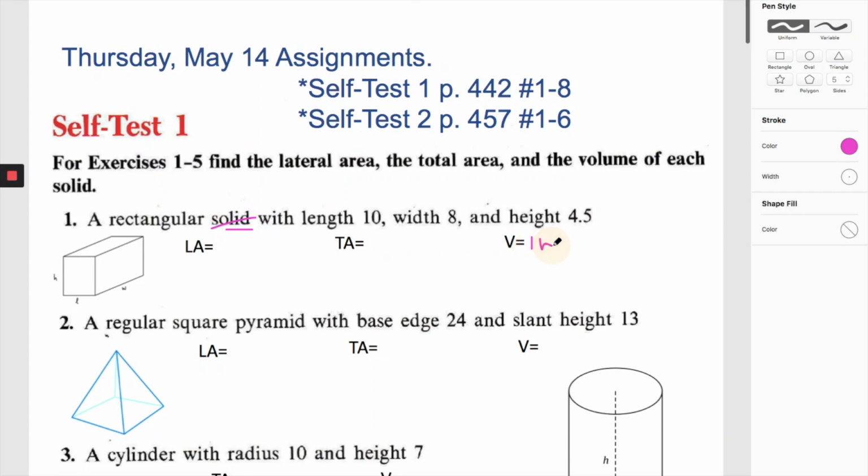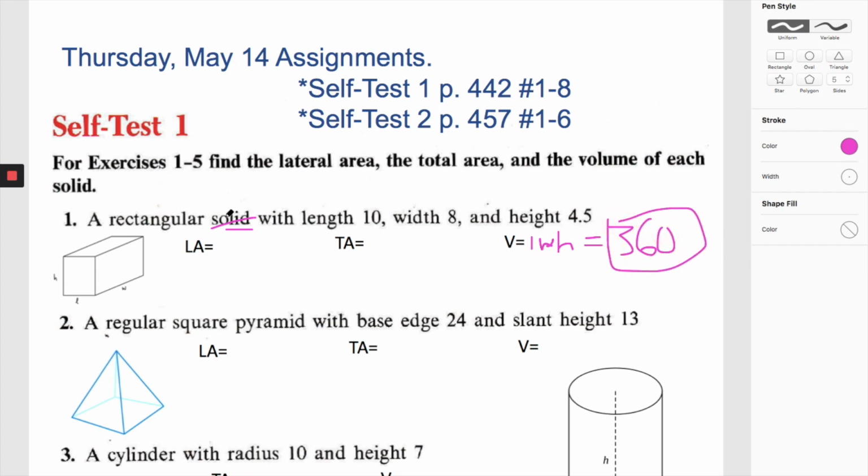Right? It's just length times width times height, so you can save that from your middle school days. But of course, it's really just the base area times the height. 8 times 10 is 80. And we'll multiply that by 4.5. I got my calculator going. I doubt you can hear me hitting the buttons, but I got 360 for the volume. Nice thing is they didn't have units, so you don't have to put units down too. So you have 360 here.